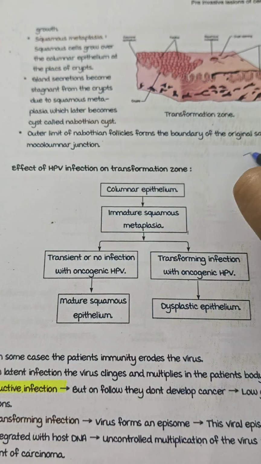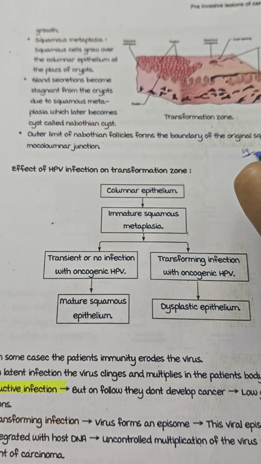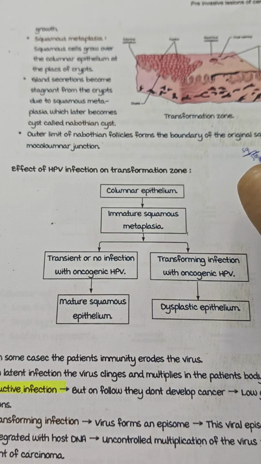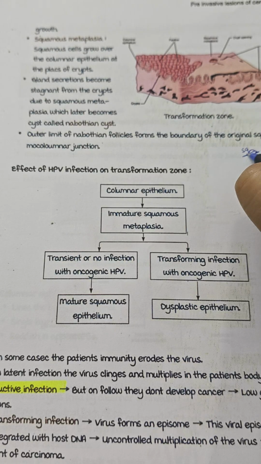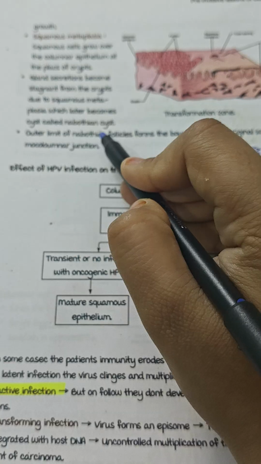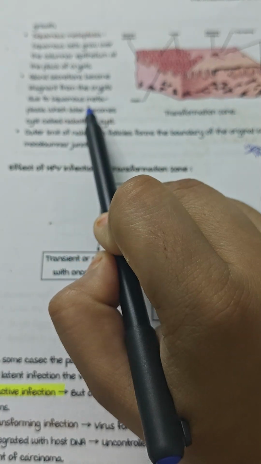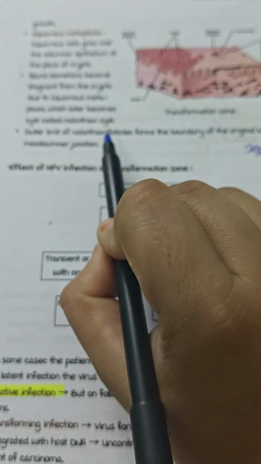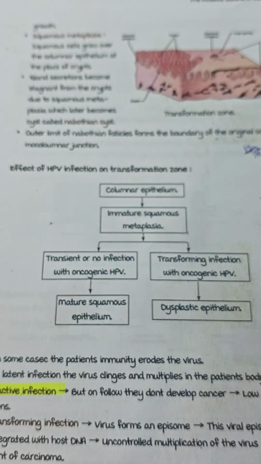So if this is the squamous epithelium and this is the columnar epithelium, this squamous epithelium grows over the columnar epithelium, and if crypts are present, then they will try to secrete, and this secretion gets blocked, and there is elevation of these structures, known as a Nabothian cyst. So the gland secretions become stagnant in the crypts due to squamous metaplasia, which later becomes a cyst known as the Nabothian cyst. The outer limit of the Nabothian cyst forms the boundary of the original squamocolumnar junction.